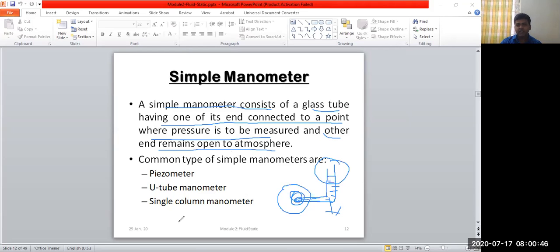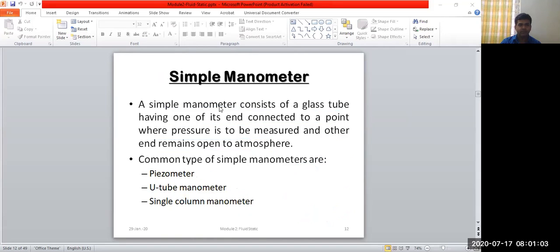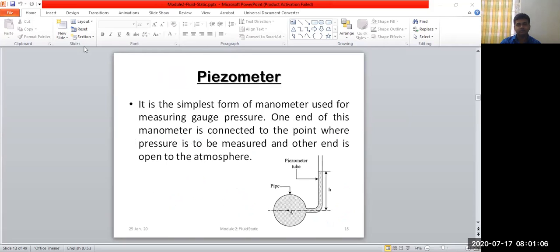Now we will see the types of manometer: piezometer, U-tube manometer, and single column manometer. This is the piezometer. Now I'm coming to the next slide. You can see this is the piezometer. So what is a piezometer? This is the simplest form of manometer, used for measuring the gauge pressure. Whatever pressure you are measuring is with respect to atmospheric pressure. That's why it is the gauge pressure.